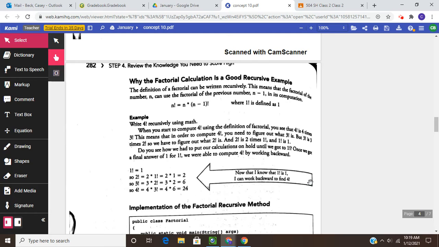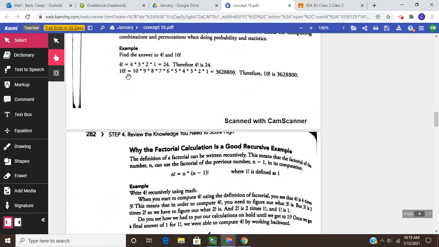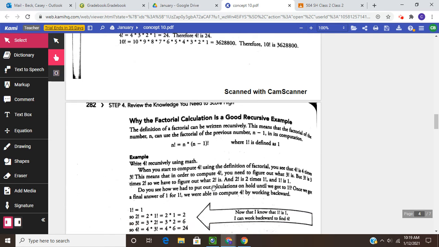Why is the factorial calculation a good example of recursion? The definition of factorial can be written recursively. That means the factorial of the number n can use the factorial of the previous number n minus 1 in its computation. So n factorial is really just taking that n number times whatever the answer of n minus 1 factorial is, where 1 factorial is defined as 1. So if we look up at this example of 10 factorial, it's the same thing as saying 10 times whatever 9 factorial was, right? Because 9 factorial would have been 9, 8, 7, 6 times, and so on and so forth. So that's why you can write it recursively like this.